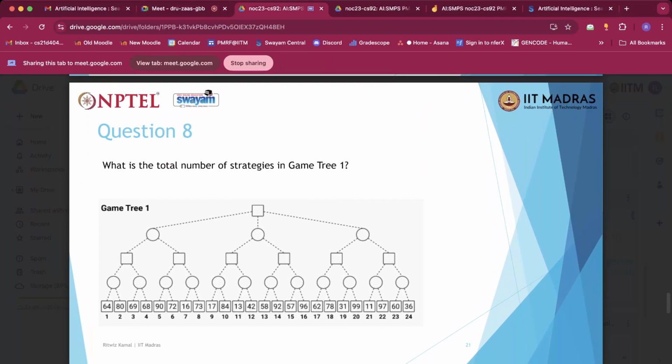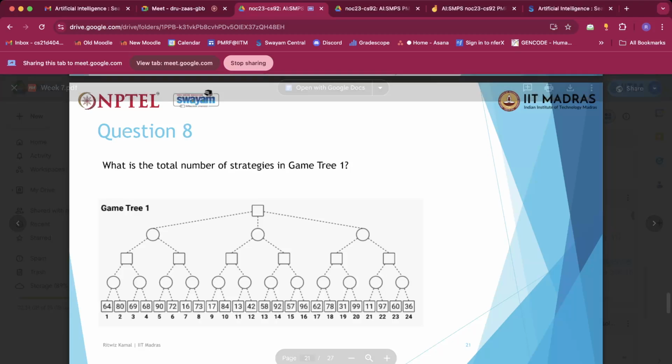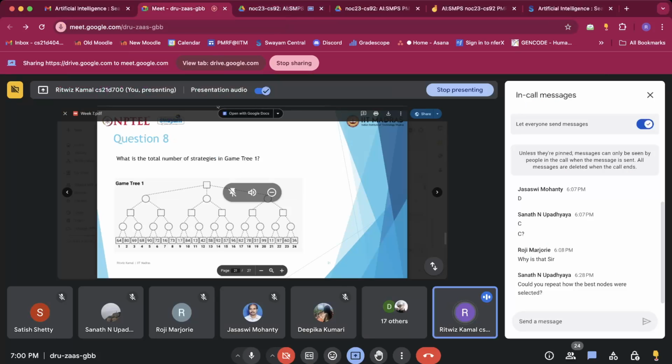For the next question, again we are working with the same game tree. This question asks us what is the total number of strategies in this game tree. Remember I told you something about strategies at the beginning. I'll give you some time, and you can think of a solution and let me know.